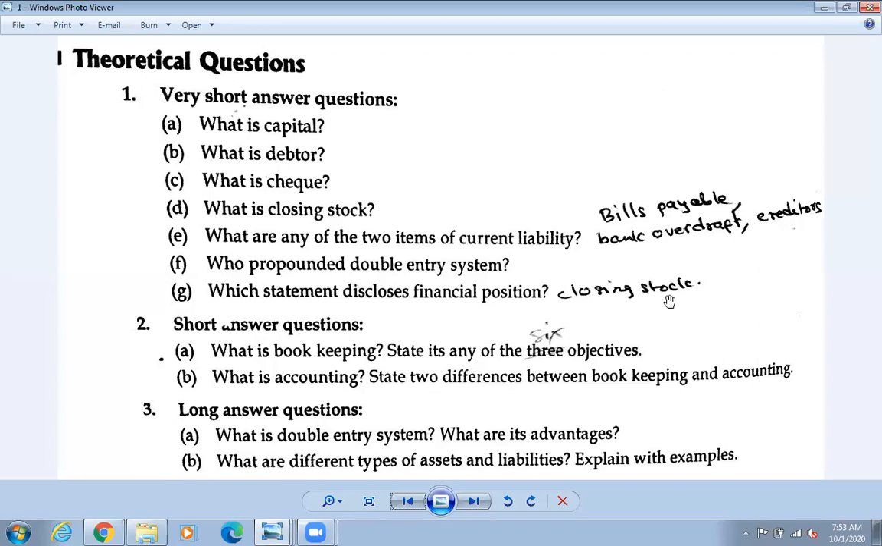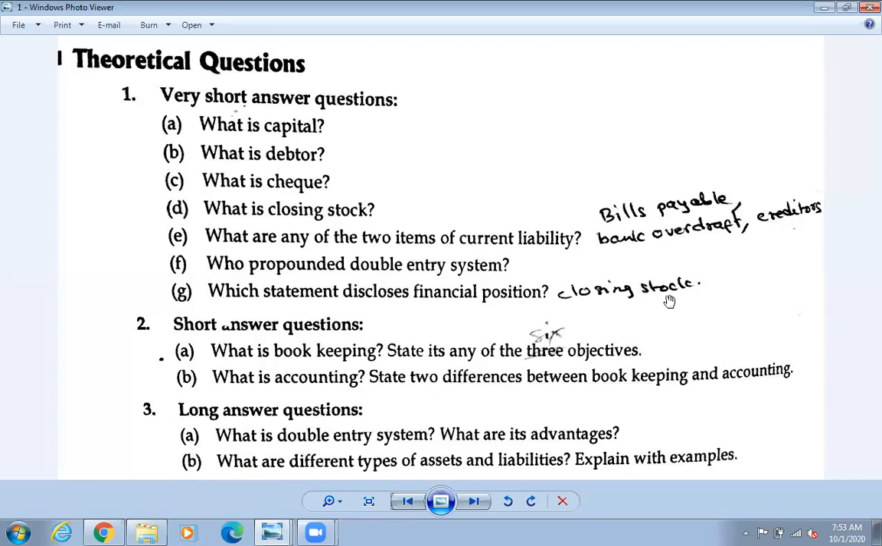Okay, so in this way, please complete all the question answers. Okay, so I think your copies are still in the school. So you can make the next copy and you can make the notes out of it.